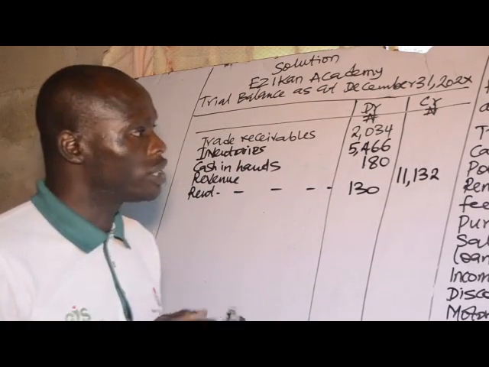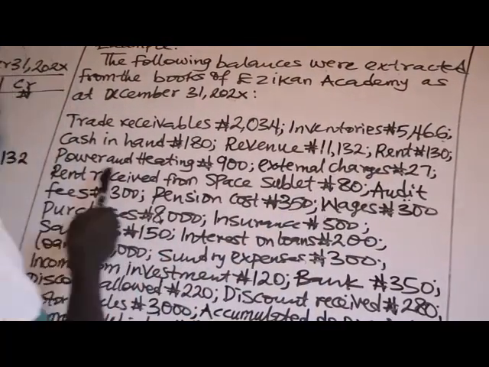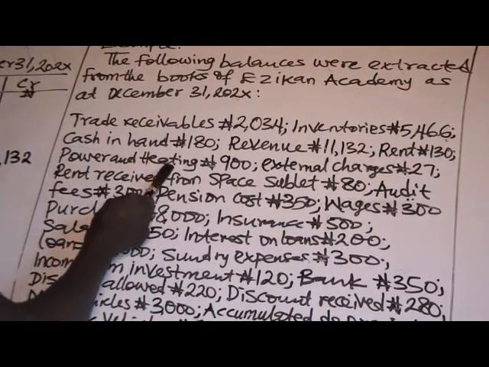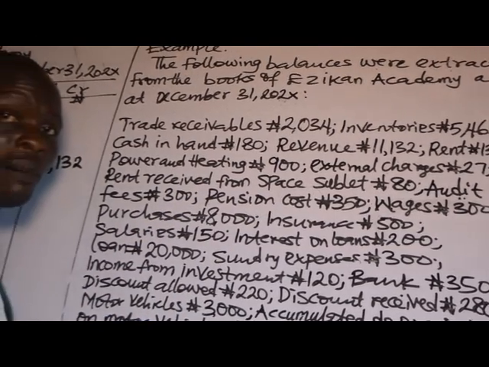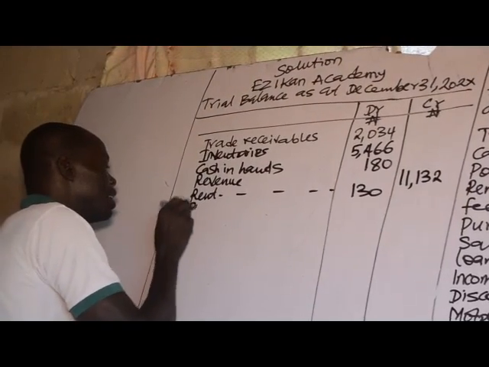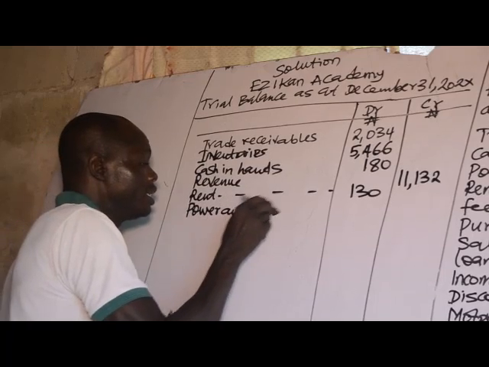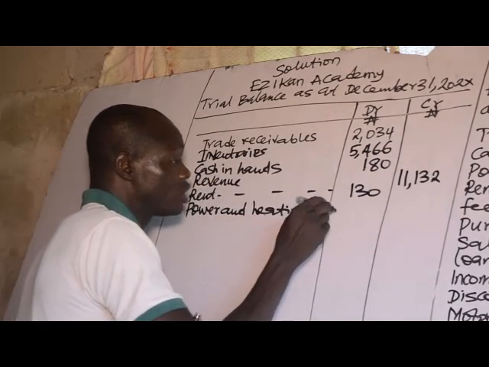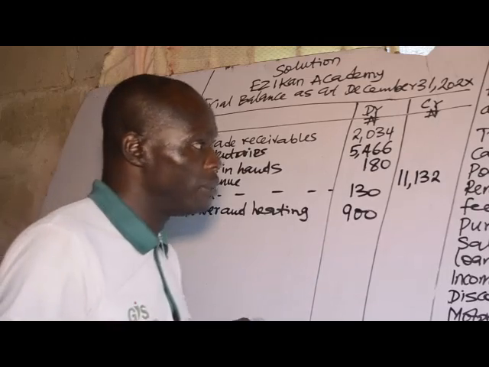Back to the question. After rent, the next item is power and heating of 900. Power and heating is an expense. Therefore, it should be debited.